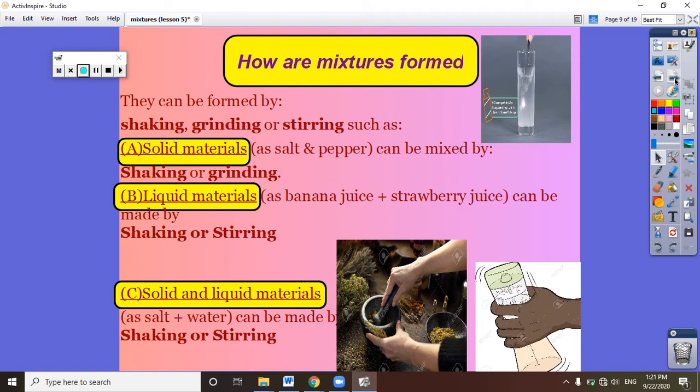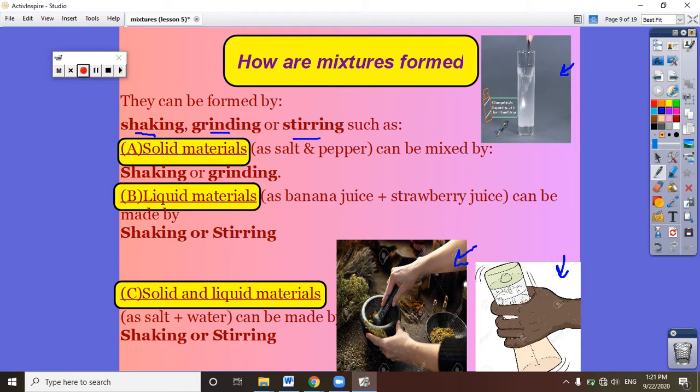Today we will learn how a mixture can be formed, or how to make a mixture. How can we make a mixture? We have three methods, or three ways, to make a mixture: shaking, grinding, and stirring. Shaking is here, you shake something. Grinding is like this picture, and stirring is like this picture. We are stirring here with a spoon. So the methods for making mixtures are shaking, stirring, and grinding.